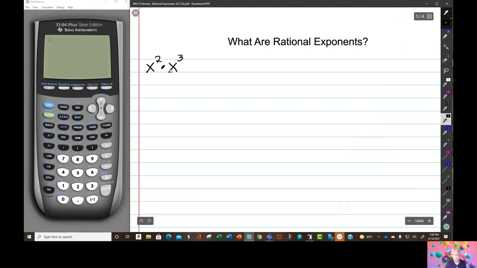Here, the base is x in both of these. The exponent here is 2, the exponent here is 3. When we multiply like bases, we write down the base once and we add the exponents. So you get x to the 5th. If you have a base raised to a power and then you raise it to a power again, you multiply the powers.